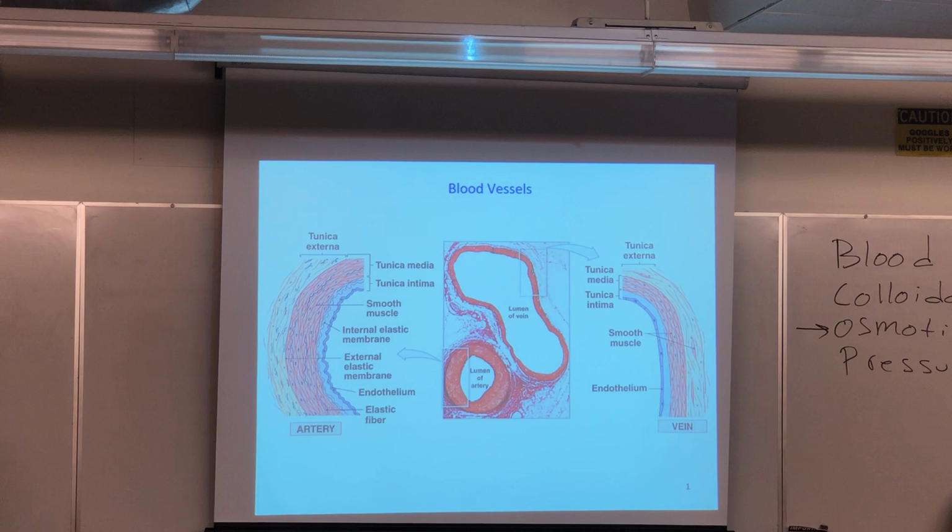I want you to compare the tunica media between an artery and a vein and tell me if they're different, and if they are, how, or are they the same? Compare the tunica media of an artery to the tunica media of a vein, and how are they different, if they are at all. It's a little bit of learning how to be critical in what you're examining, to look, not just look. How are they different? If they are, maybe they're the same.